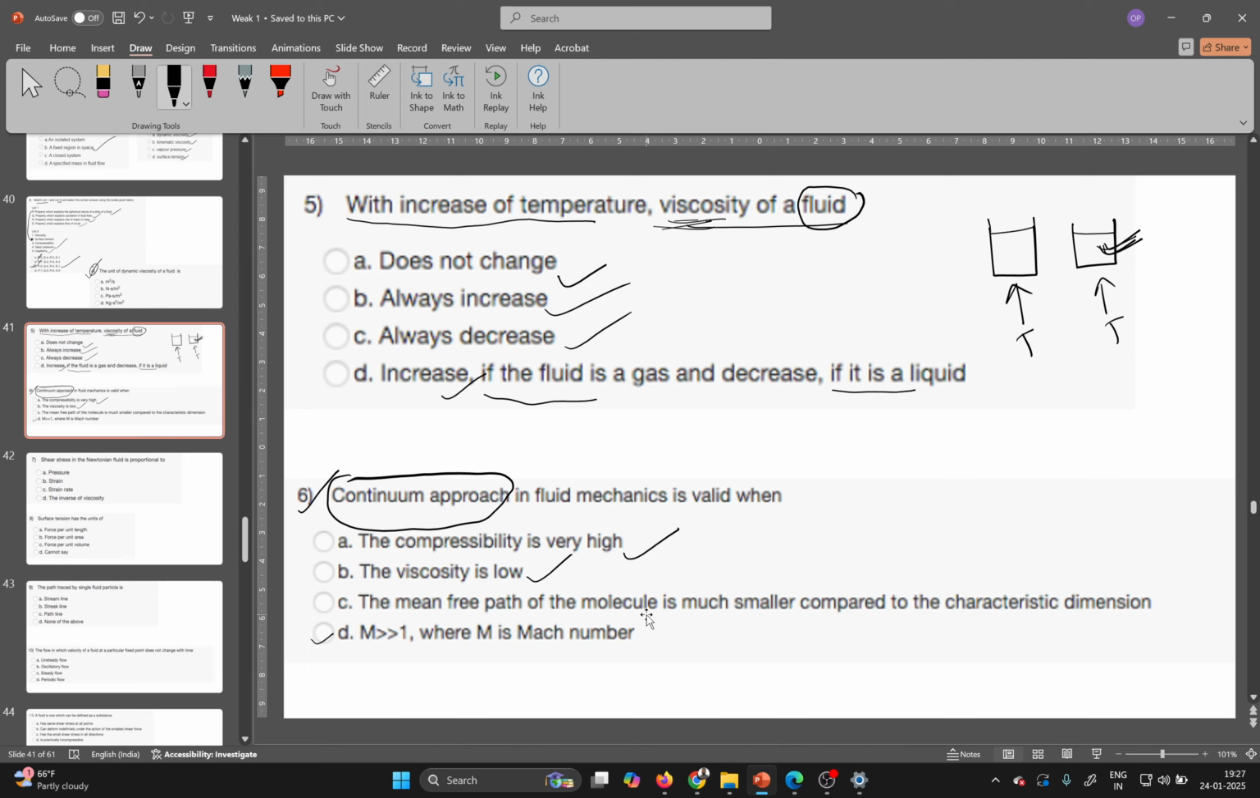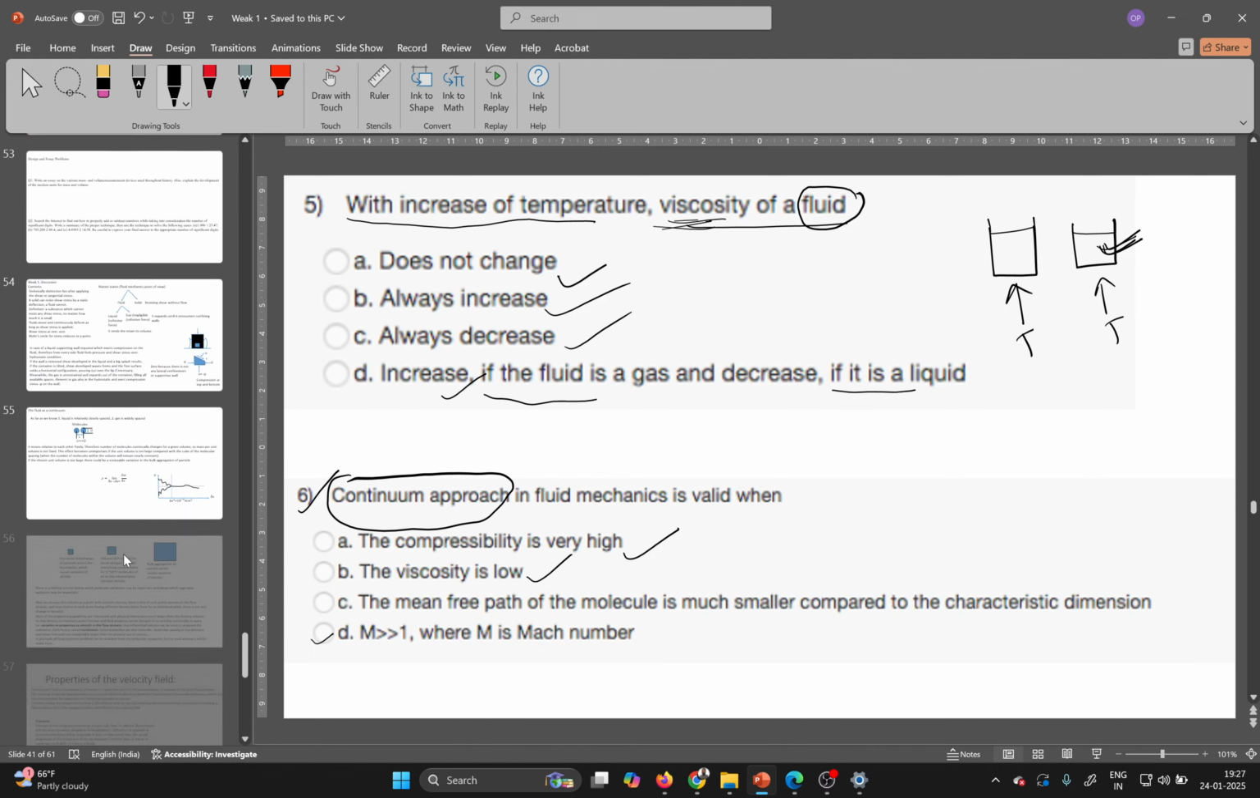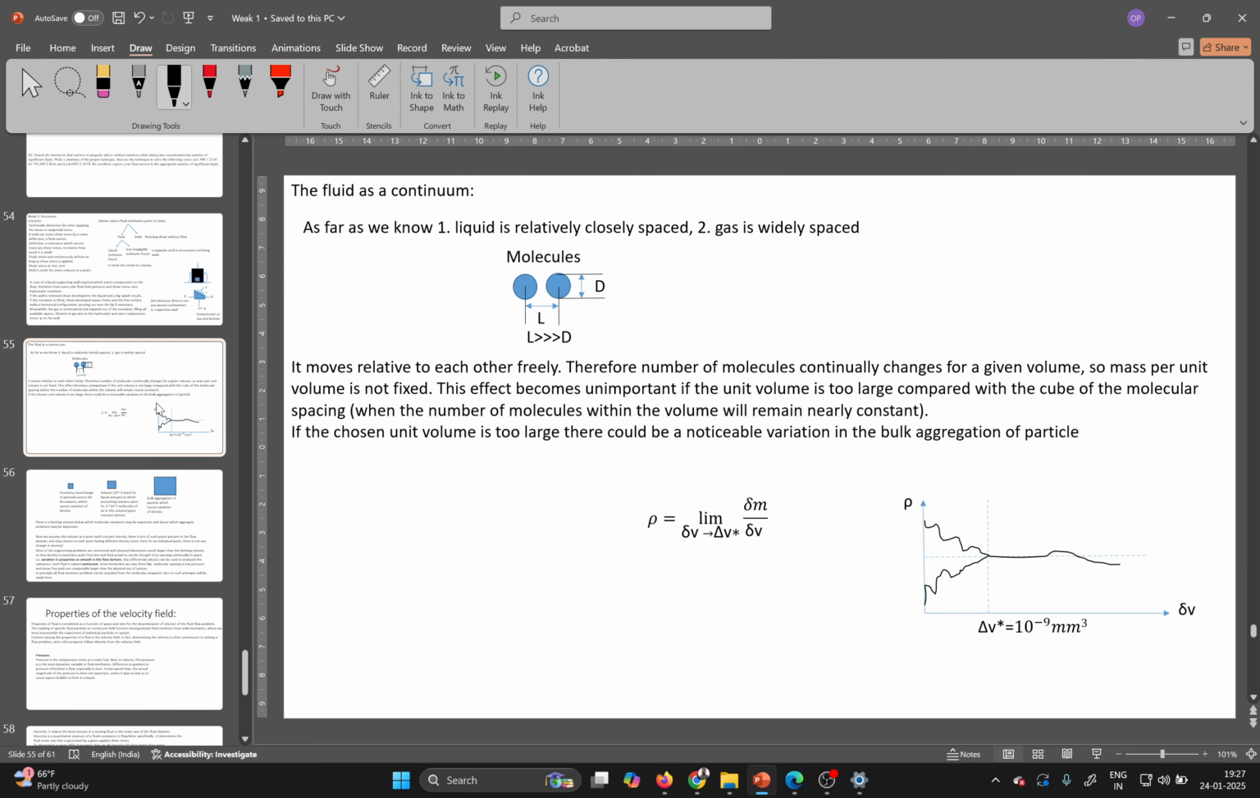So actually the continuum approach, what is continuum approach? For this I want to show you some basic concepts. So here this slide is visible, I hope, to all of you. Here we have assumed molecule 1 and molecule 2, and this is the diameter of the molecule, D, and this is L. L is what? The center to center distance between the molecules, which is much greater than your D.